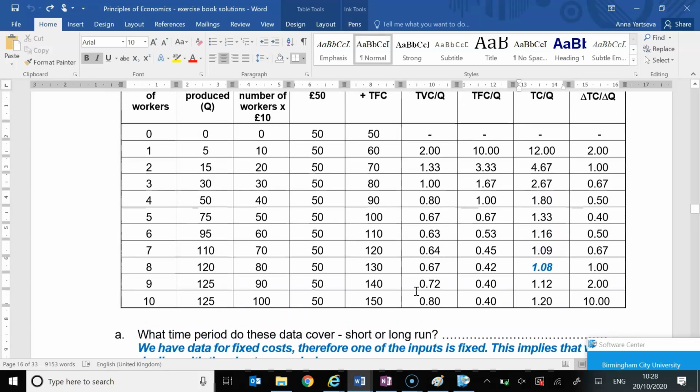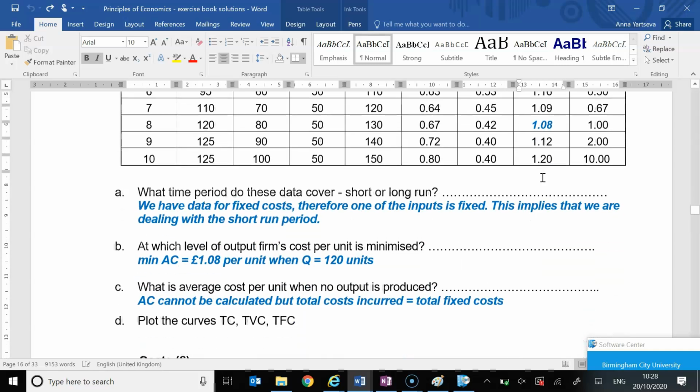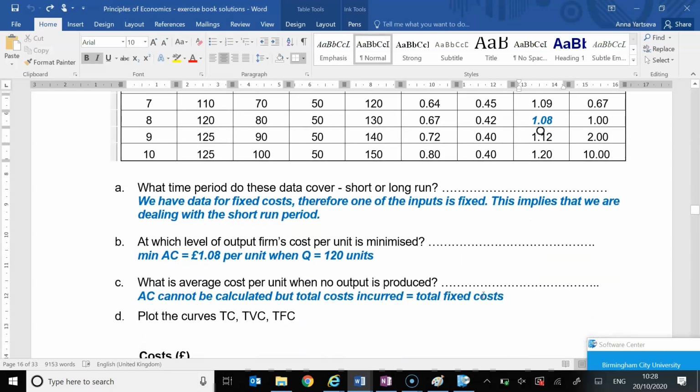When no output is produced, we cannot calculate average cost per unit, simply because cost per unit is total cost divided by quantity. There is no quantity, right? So we cannot calculate it, strictly speaking. However, we know that we are paying fixed cost. We know what fixed cost will be, cost of machinery, 50 pounds. So total cost can be calculated, but not cost per unit when no units are produced.